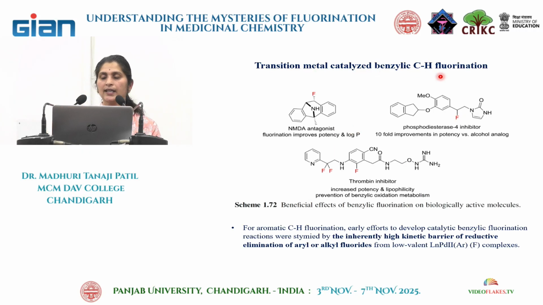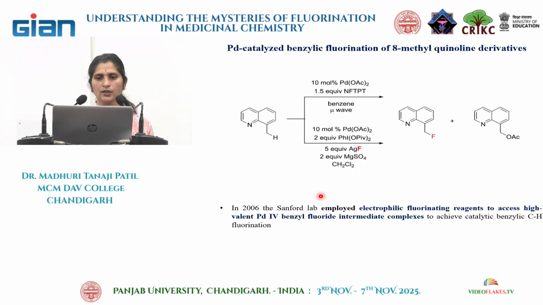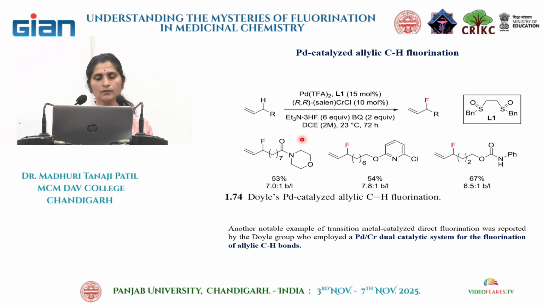Transition metal catalyzed benzylic C-H fluorination. Again, I am not talking about sp2 fluorination, I am talking about benzylic, that is PhCH2. So this is fluorination at this position, and you have so many molecules where this benzylic carbon had fluorine introduced. This can also be done by using a transition metal catalyst. You can use such a reagent to get fluorination at the benzylic C-H.